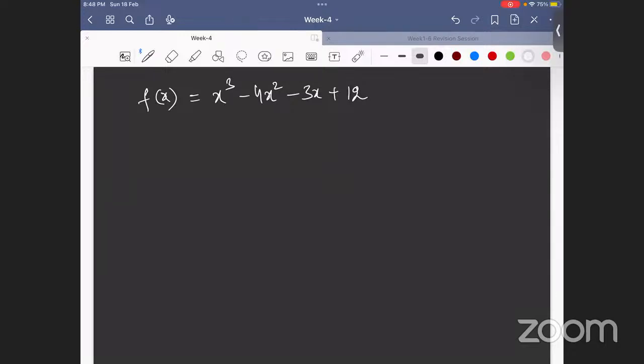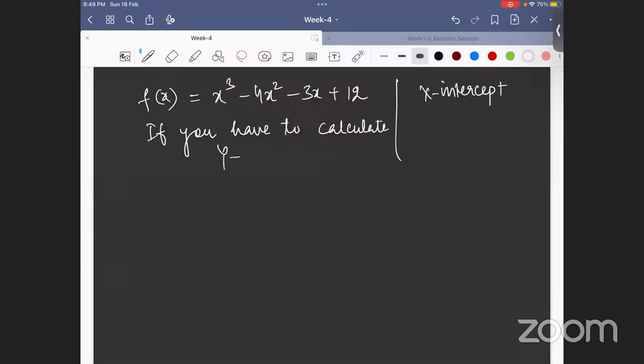Okay, one more thing. What did I say about the x-intercept? If I ask you to calculate the y-intercept, you can directly put the value of x as 0. In any function, you just put x as 0 and you will get the y-intercept. But to get the x-intercept, you equate y equals 0, which basically means you are calculating the root of the function.